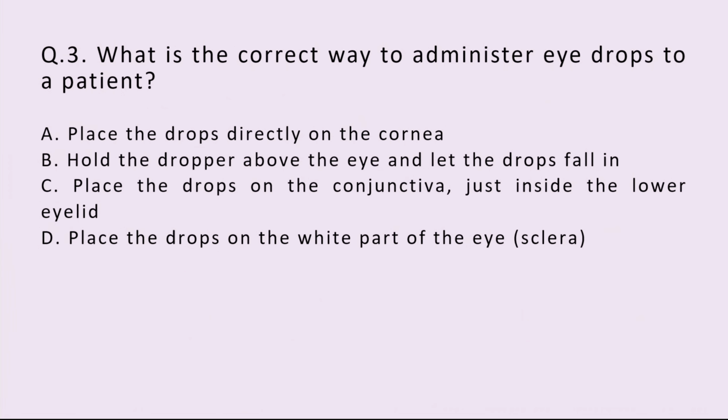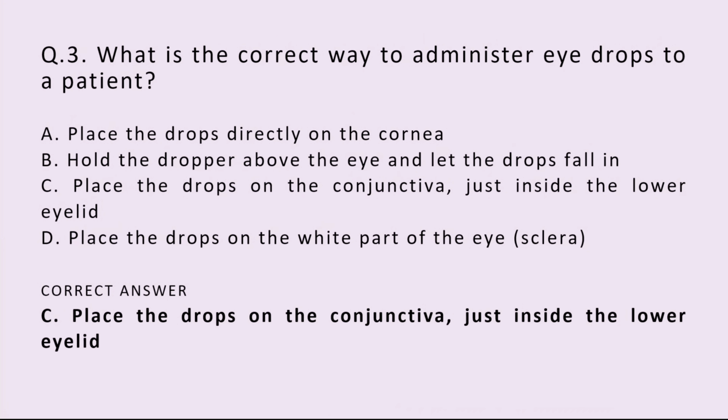Next question. What is the correct way to administer eye drops to a patient? Option A. Place the drop directly on the cornea. B. Hold the drop above the eye and let the drop fall in. C. Place the drops on the conjunctiva just inside the lower eye. D. Place the drops on the white part of the eye sclera. Correct answer है इसका Place the drops on the conjunctiva just inside the lower eyelid.